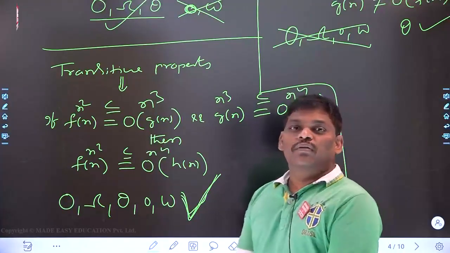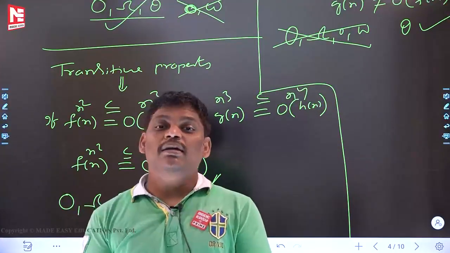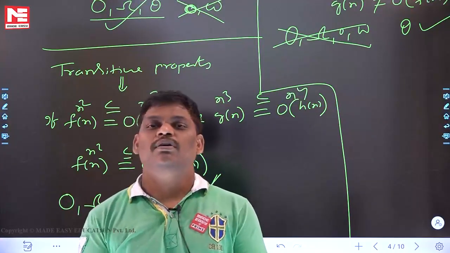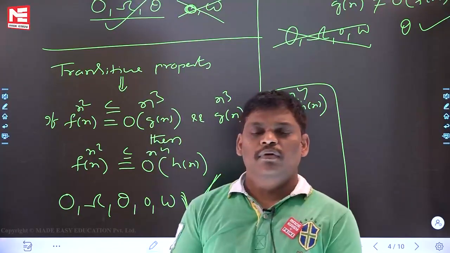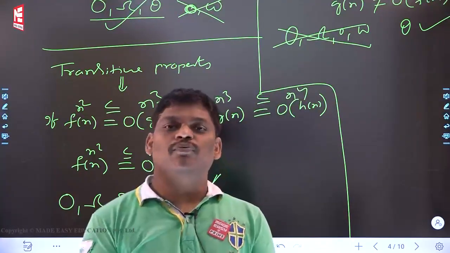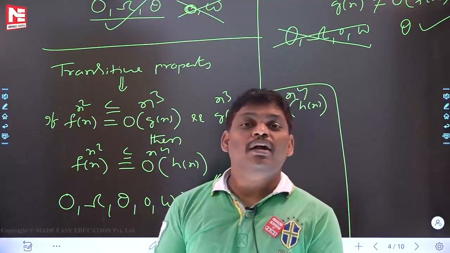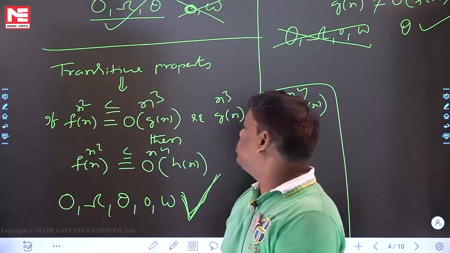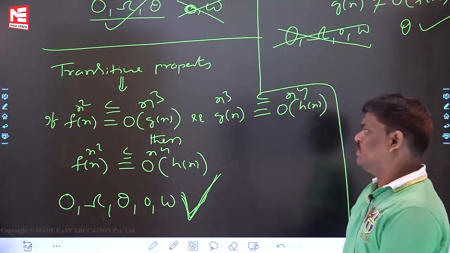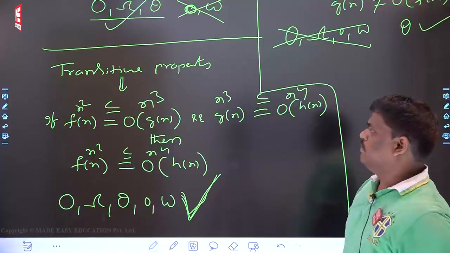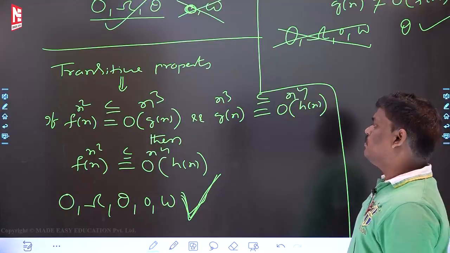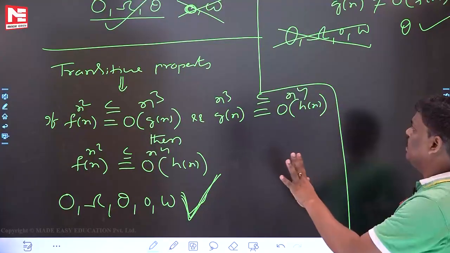It is something like this: A and B are friends, B and C are friends, then A and C become friends. Something like a common friend. In real life it may not be true, but in asymptotic notation the transitive property passes. All these 5 notations are passing. Take care. Until now, fine.